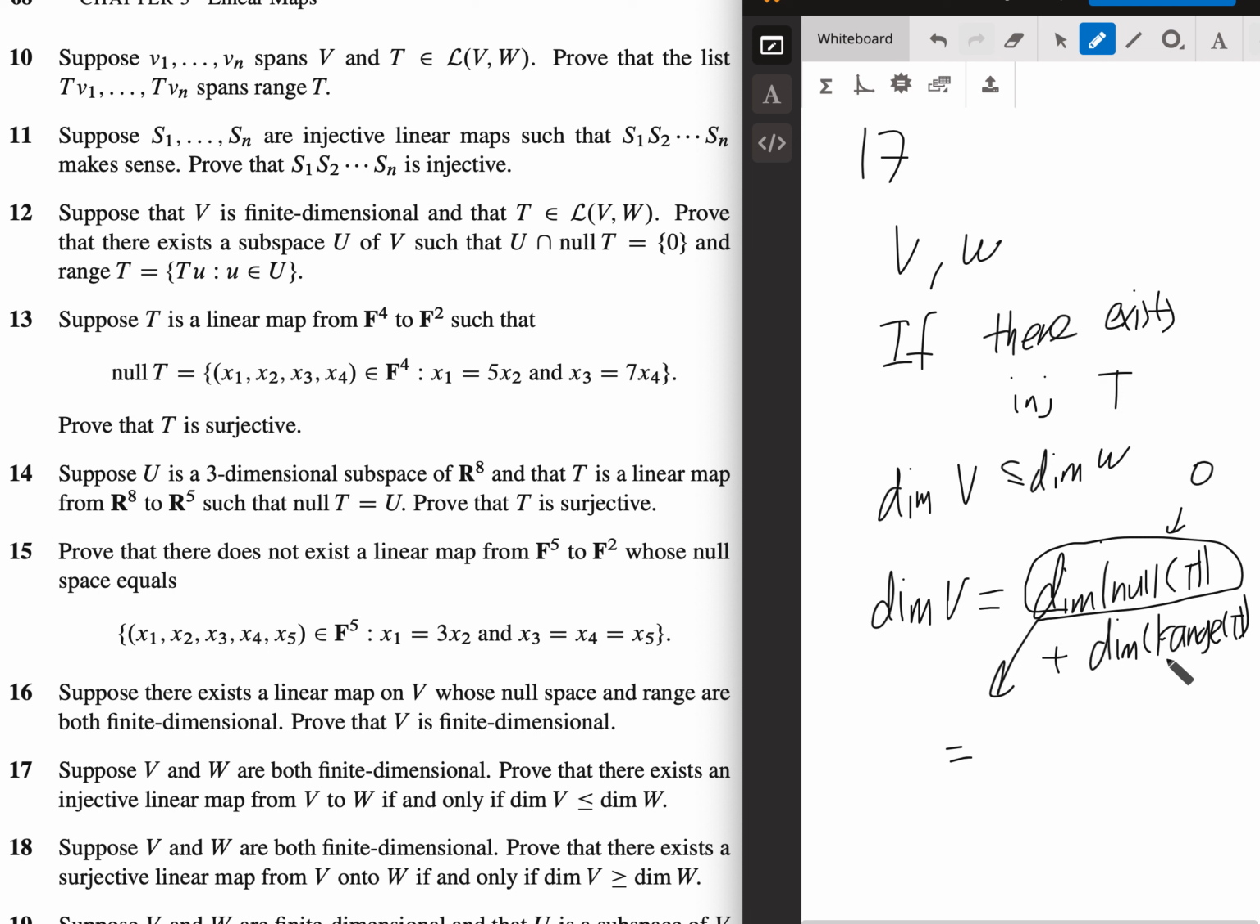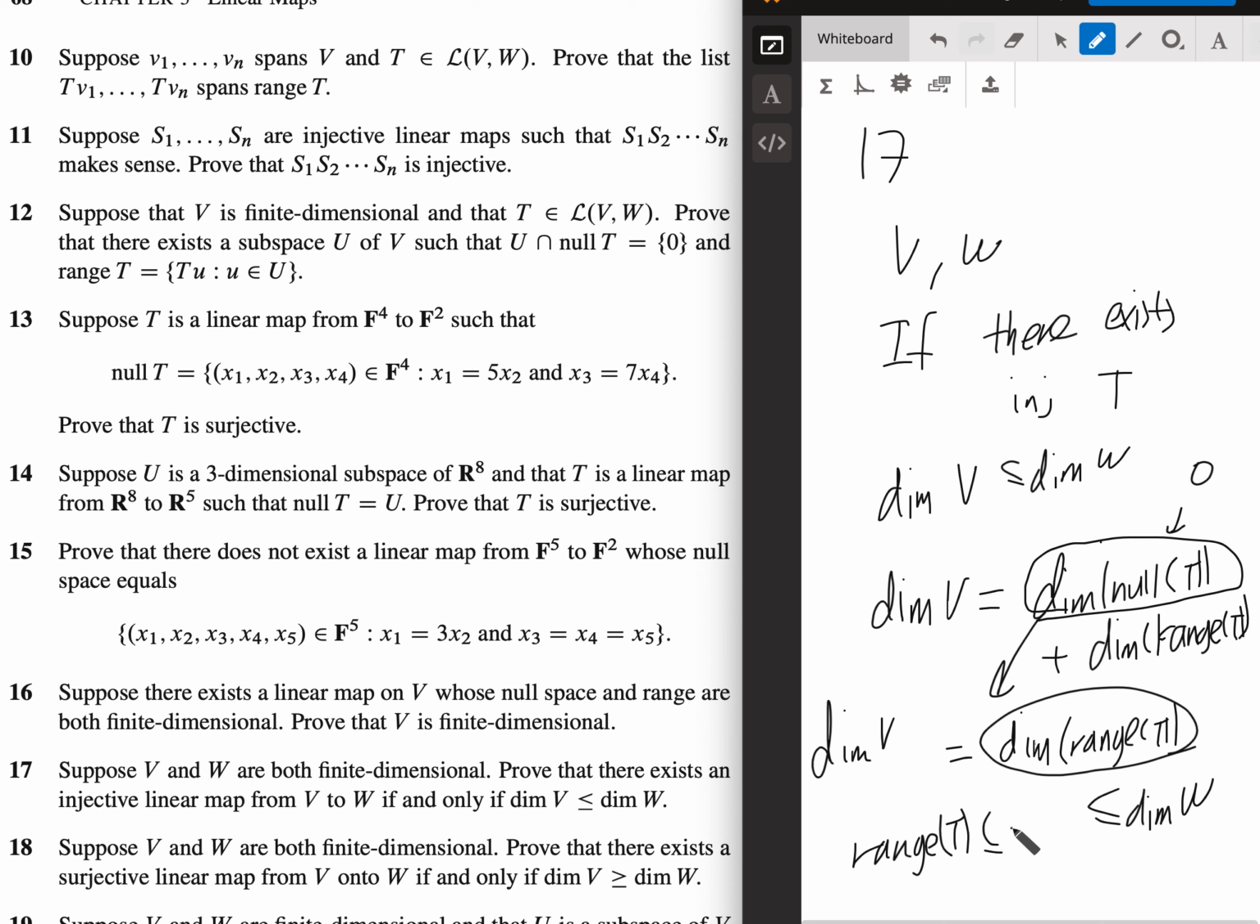And then what you got here is just dimension of V is equal to the dimension of the range. And we know that this is less than or equal to the dimension of V because the range of T is a subset of V. It could be a proper subset, it could be not, but it's less than or equal to the dimension of W. So we know that this, which is equal to this, is less than or equal to the dimension of W.